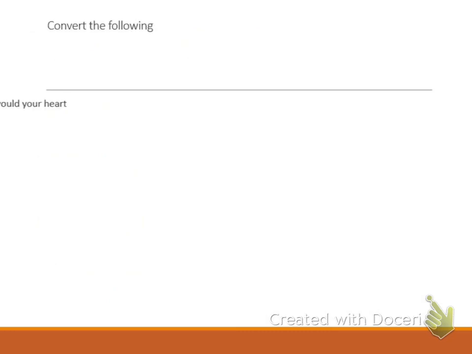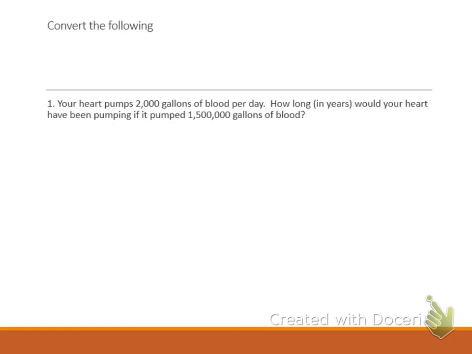And let's convert this one, real world stuff. Your heart pumps 2,000 gallons of blood per day. How long in years would your heart have been pumping if it pumped 1.5 million gallons of blood? I want you to work this out and see if you get it. I'm not going to work it. I'm going to pause the video while y'all work that.